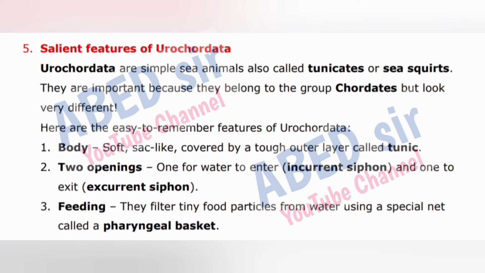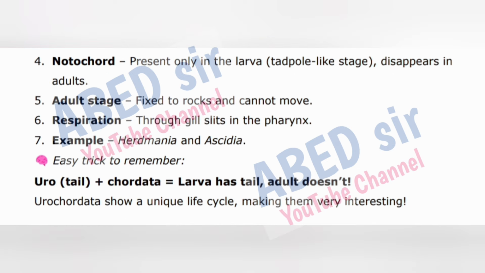1. Body soft, sac-like, covered by a tough outer layer called tunic. 2. Two openings, one for water to enter, incurrent siphon, and one to exit, excurrent siphon. 3. Feeding: they filter tiny food particles from water using a special net called a pharyngeal basket. 4. Notochord: present only in the larva, tadpole-like stage, disappears in adults.